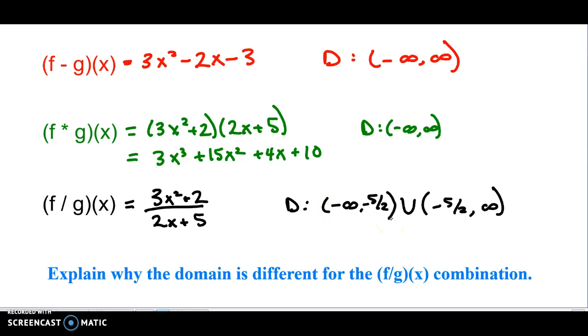If you go to the top of the next page, you'll notice that I ask you to explain why the domain is different for this last example. So go ahead, put me on pause and write that down.